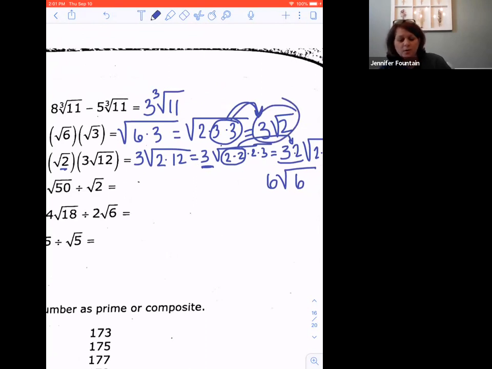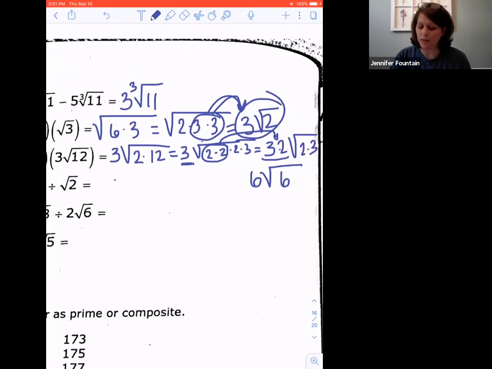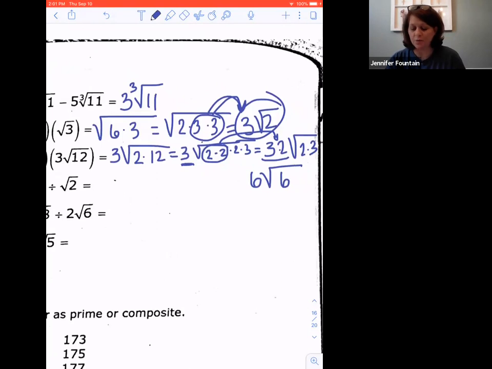Then we also did the square root of 2 times 3 times the square root of 12. We found where we would break those into prime factors. We already had a 3 on the outside, so we multiplied that by the 2 that we were able to pull out. And then we had a 3 and a 2 left under the radical, so our answer there was 6 times the square root of 6.